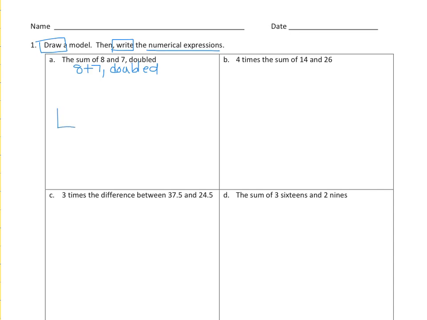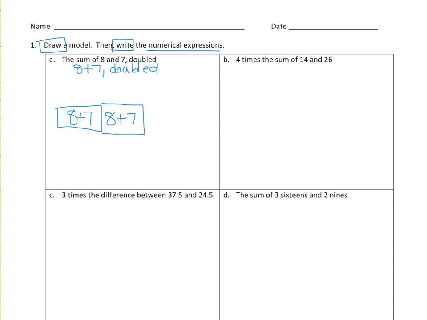So this is going to represent 8 plus 7. And now we're going to double that. That means we're going to draw it again. And that's all we're going to do for our model.